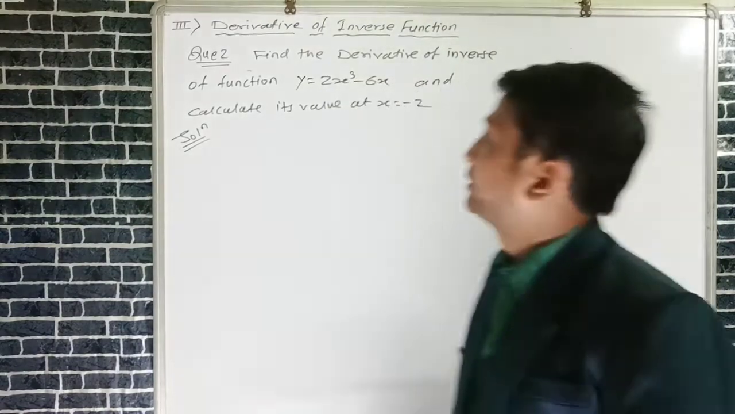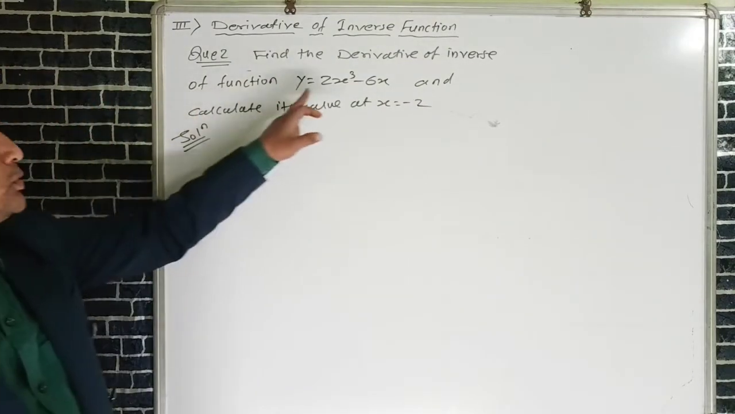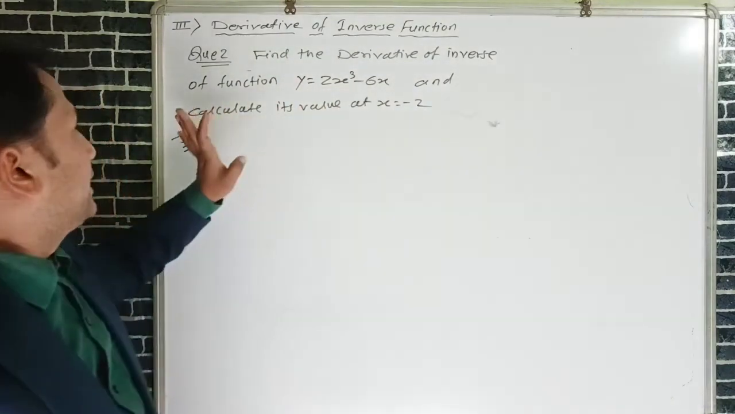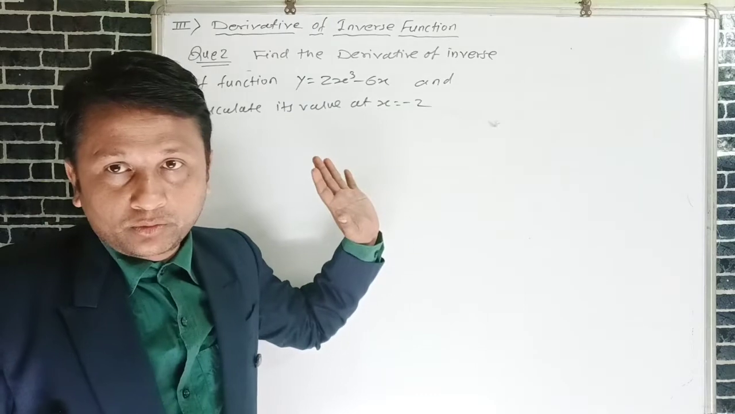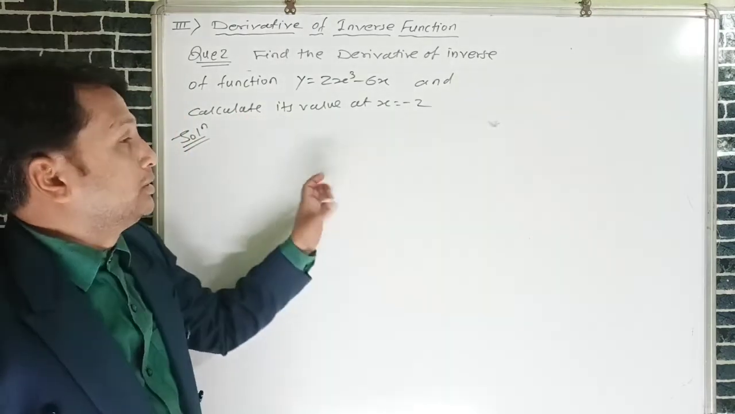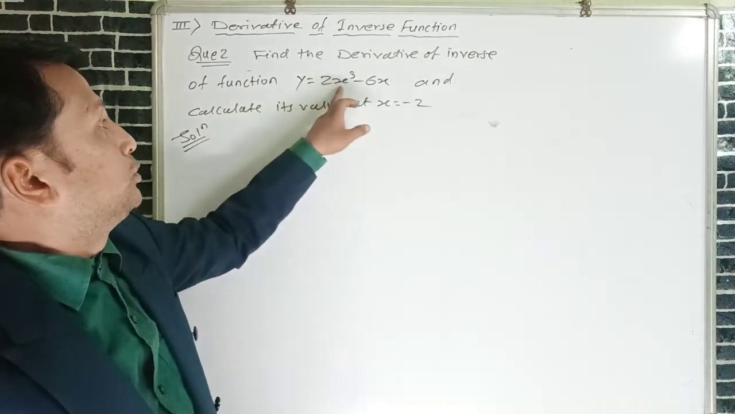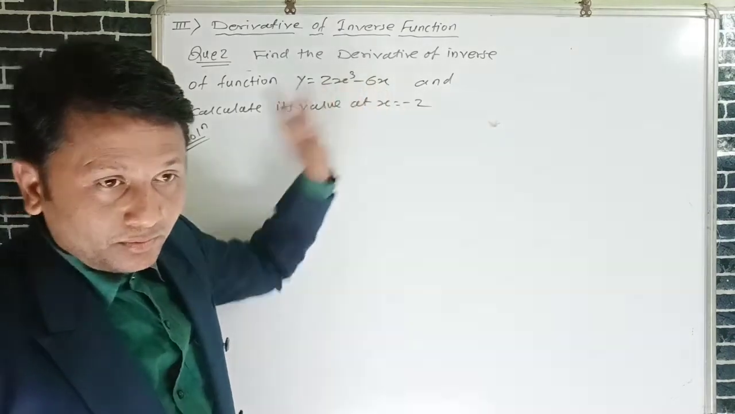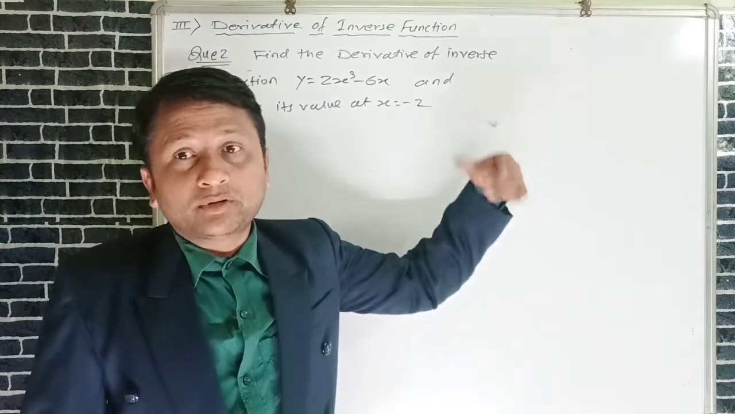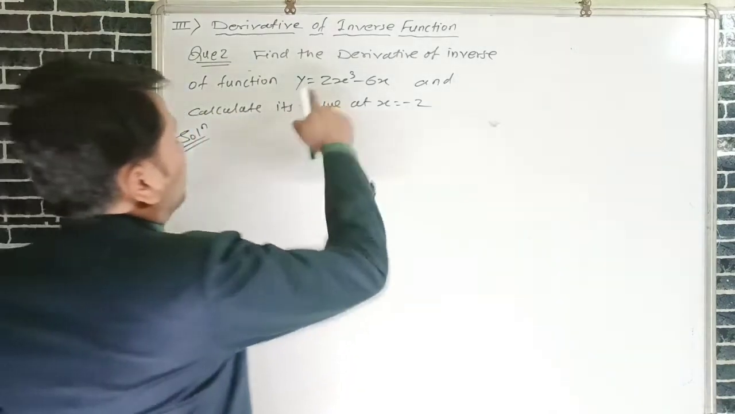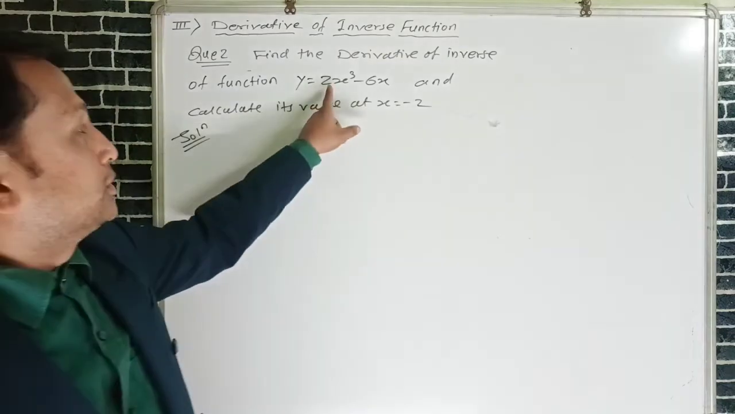In the next question, question number 2, we have to find the derivative of the inverse of the function y is equal to 2x cube minus 6x. And again, we have to calculate its value at x is equal to minus 2. Here we have to find the derivative of the inverse function of y is equal to 2x cube minus 6x. It means we have to find the derivative of function x in terms of y. First we have to convert this function in terms of the inverse function. But here the function is 2x cube minus 6x.